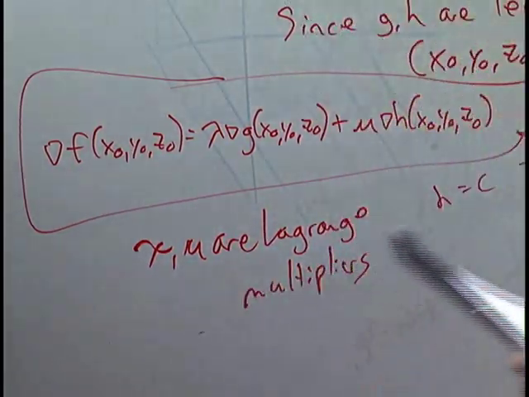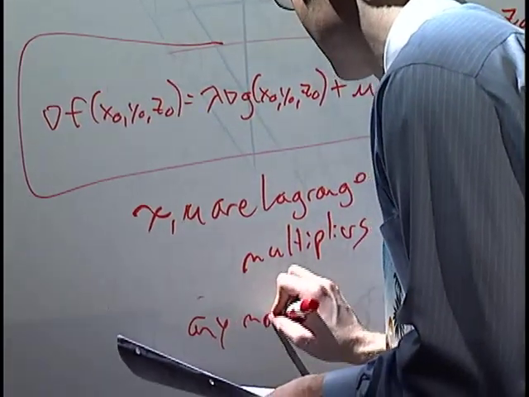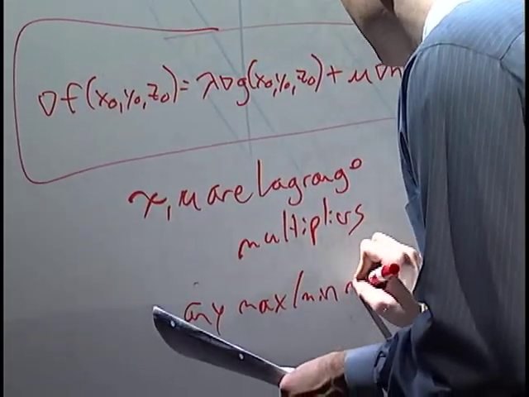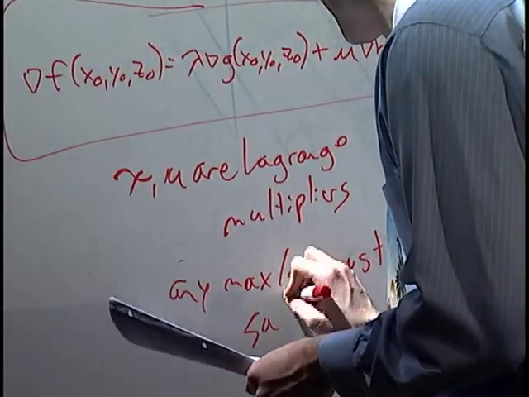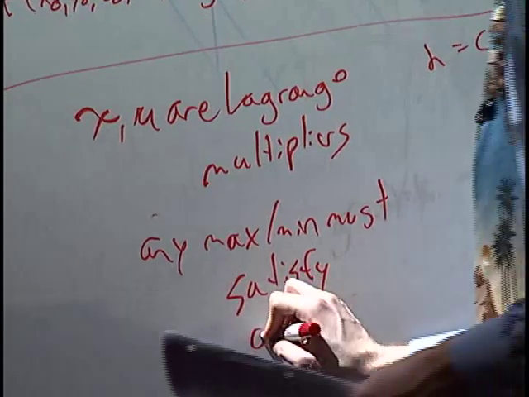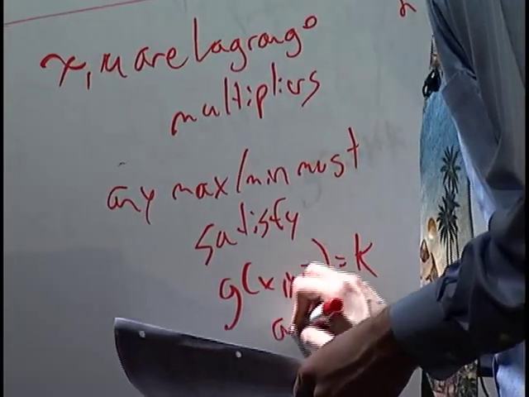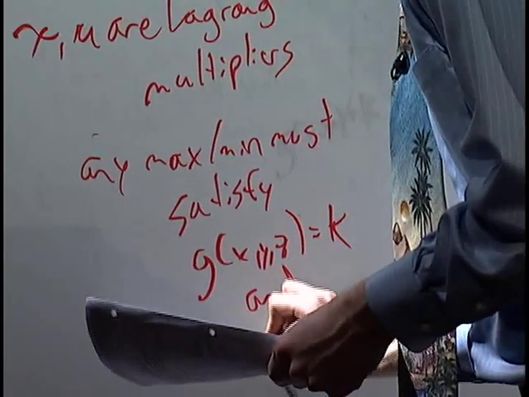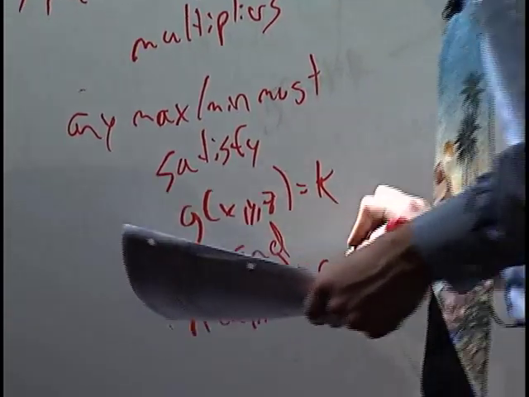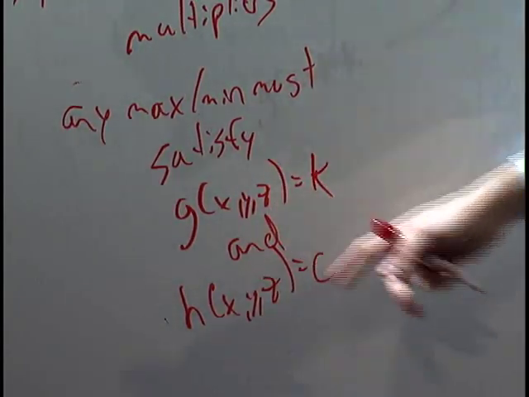Okay, let's do a problem here. Also, it's worth noting that any max or min must satisfy not only this equation, but also g of x, y, z equals k, and h of x, y, z equals c. So you have to satisfy this equation and the underlying constraints.